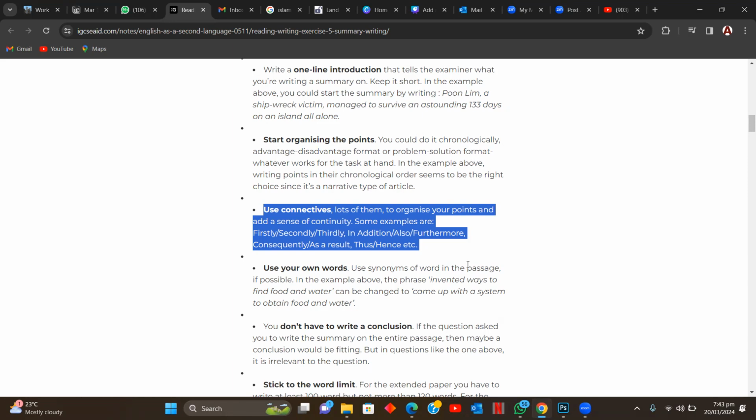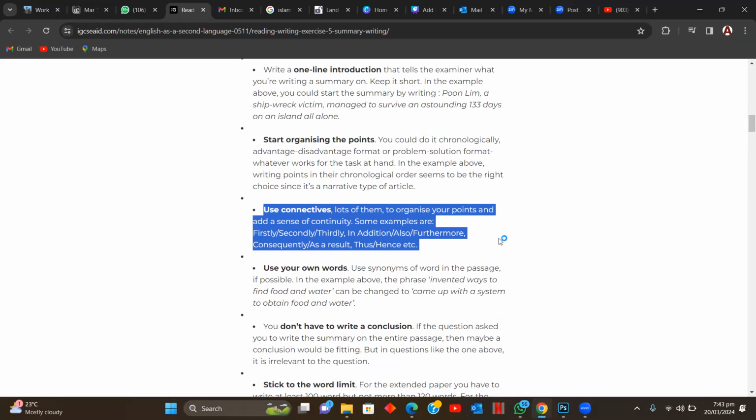What kind of transitions exist? Either it could be a transition where you're adding information to a previous idea. It could be a transition where you're explaining a consequence of a particular idea. It could be a transition where you're explaining a contrasting viewpoint. Or a transition where you're just listing points in an order. Transitions could be of different types. So you need to see what kind of transition you're trying to make and then pick up the appropriate transition word.